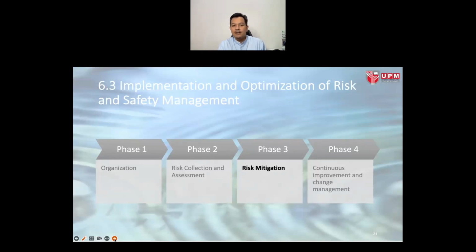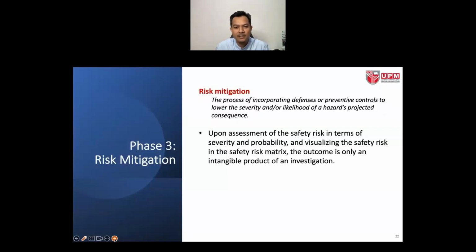Okay, let us move into phase number 3, which is risk mitigation. What do we mean by risk mitigation? It is the process of incorporating defenses and/or preventive controls to lower the severity and/or likelihood of a hazard's projected consequence. It's not about eliminating. It's not about shifting. It is just lowering the effect, the severity.